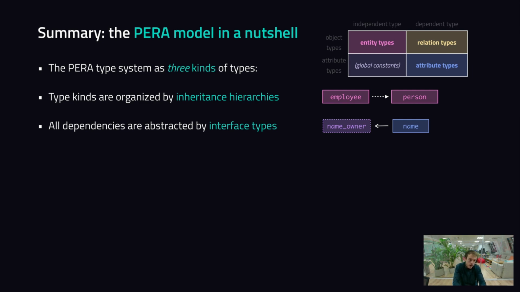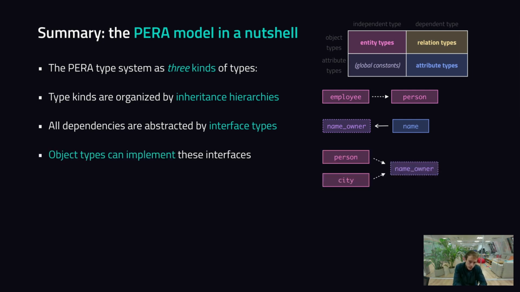That meant that all dependent types depended on abstract types, like, for instance, names could be instantiated with name owners instead of a specific type like person. We learned that object types can implement these interfaces, object types and only object types. So for instance, we could have persons implementing the name owner type interface and city implementing the name owner type interface as well. And that means that name can now be instantiated both with persons as owners and cities as owners.